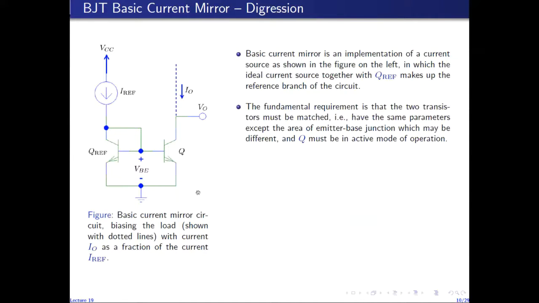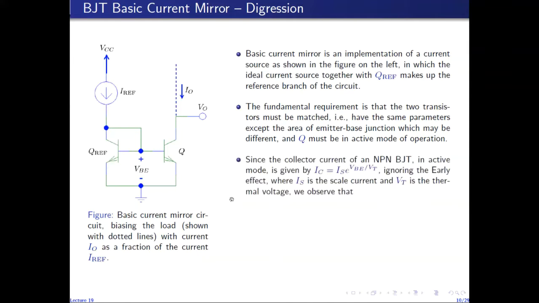So the fundamental requirement for the operation of a BJT current mirror is that the two transistors Q and QREF must be matched. That is, they must have the same parameters except the area of the emitter base junction, which may differ between Q and QREF. And so this is always in active mode, but this should be operated in active mode. So this should be constrained to operate in active mode, which means that V0 should not be less than or equal to VCE sat. It should always be greater than VCE sat. Otherwise, the current through Q will not be constant.